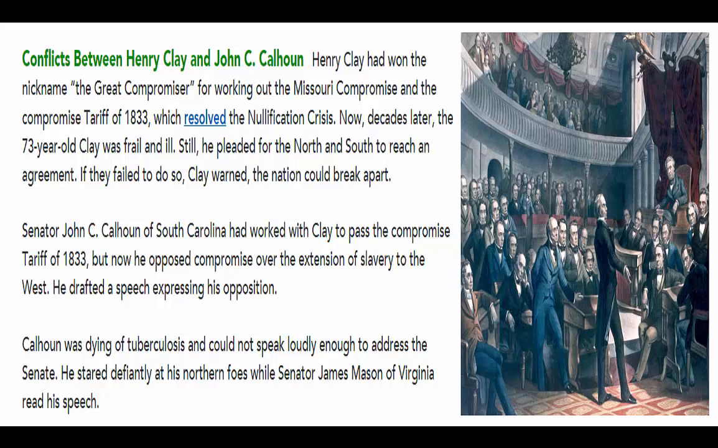Question number 26. What nickname had Henry Clay received? The Great Compromiser. 27. Which South Carolina senator opposed Henry Clay? John C. Calhoun.